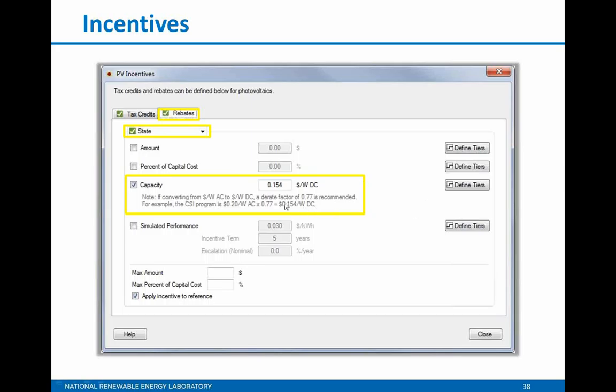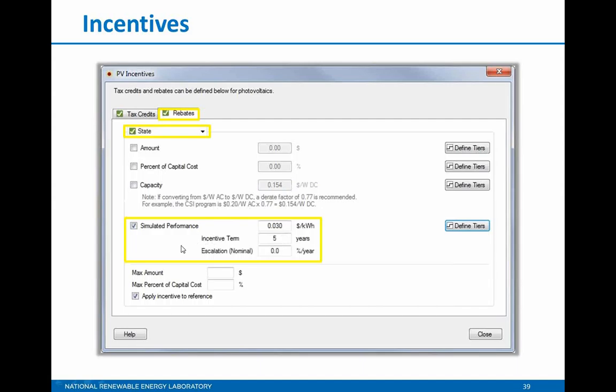Here we have an example of a CSI capacity-based incentive for the state of California. The actual incentive is 20 cents a watt AC. The specification in BEopt is DC, so we have a note here that you should assume a derate factor of 0.77, and that's how we come up with this 15.4 cents per watt capacity-based incentive.